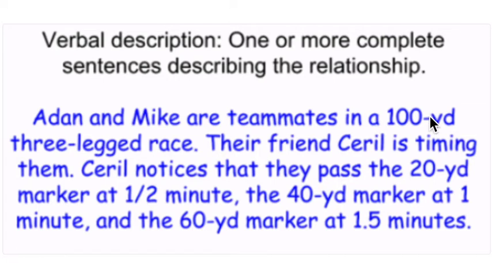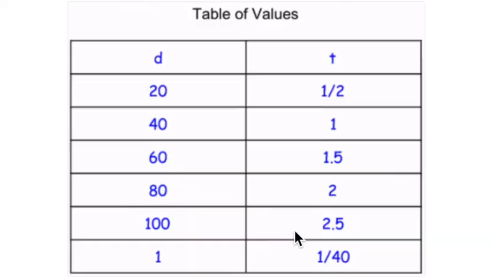So they travel 100 yards, so Adon and Mike travel 100 yards. And they have a marker, 20-yard marker at 1/2 minute, 40-yard marker at 1 minute, and 60-yard marker at 1.5 minutes. So as they're traveling, what's the distance they travel in an amount of time? So it's actually time per distance. So 20 yards, it takes them 1/2 minute, 40 yards, 1 minute, 60 yards, 1.5 minutes.